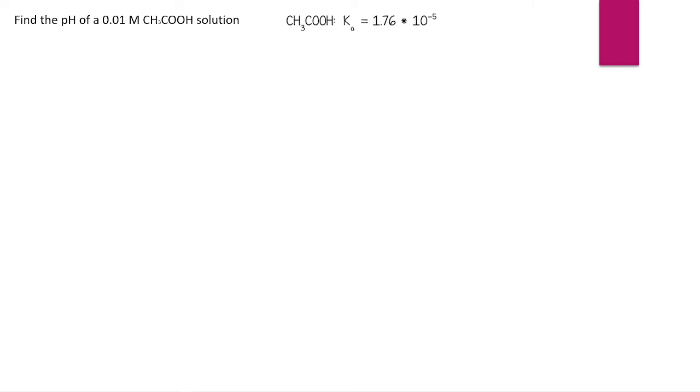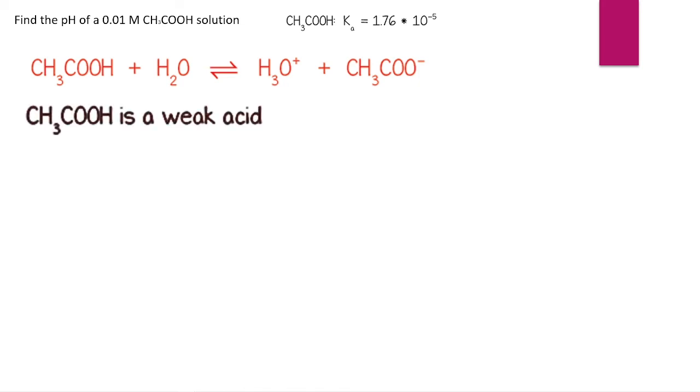If you're then asked to find the pH of a solution, if it tells you the Ka, it means it is not a strong acid. You then need to use this process. If it doesn't tell you the Ka, it's a strong acid or base, and you can just go with that. All right, first thing you need to do, write down your reaction. Then determine is it a weak or a strong acid. In this case, it is a weak acid.